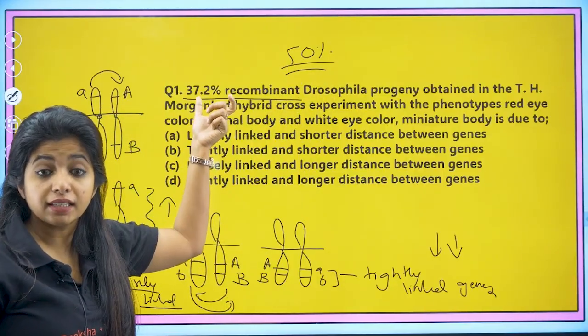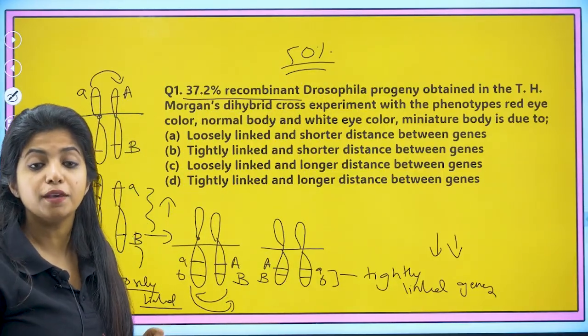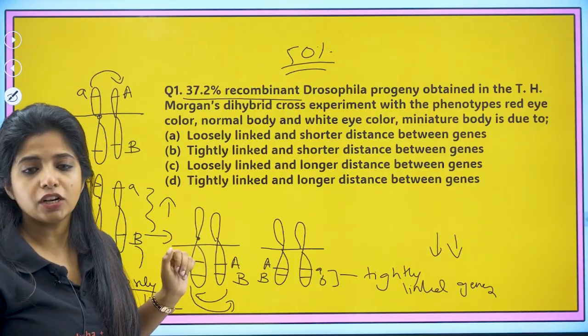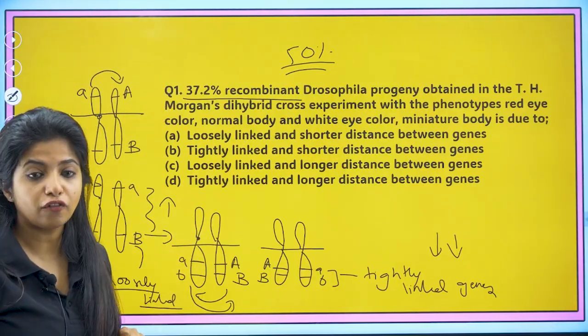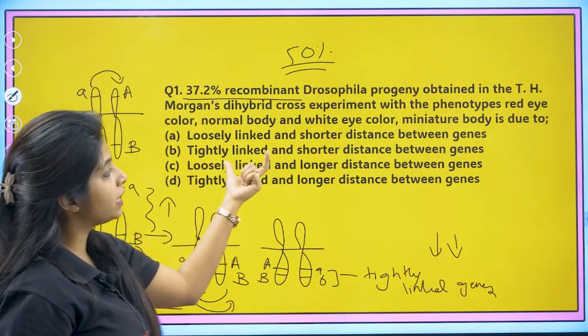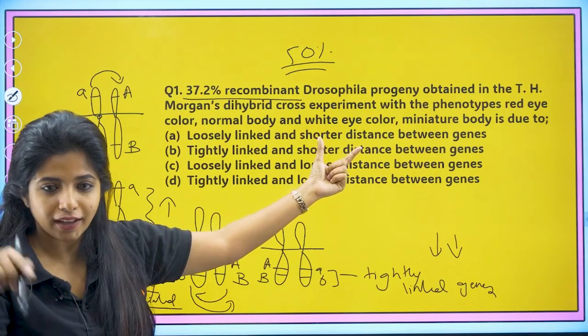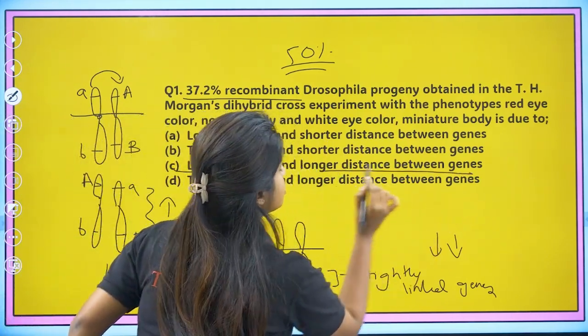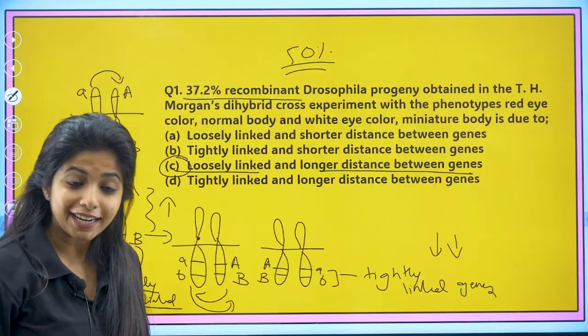Out of that, if we are saying 37.2% recombinants are being formed, that means the genes we have been talking about, my dear children, are loosely linked first of all, and if they are loosely linked, they would be far away from each other. So loosely linked and short distance between the genes, wrong. It is long distance between the genes. So loosely linked and longer distance between the genes becomes your correct answer.